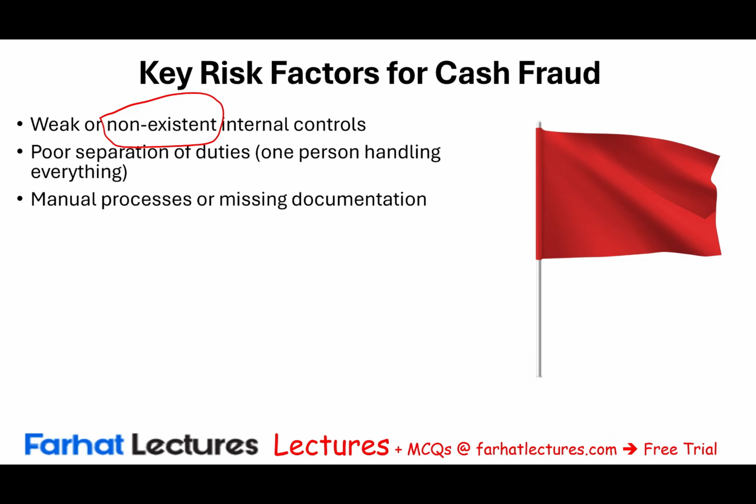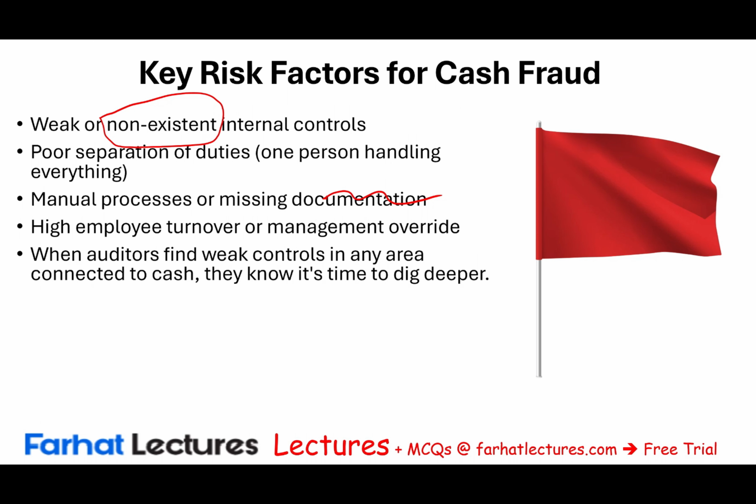Manual processes or missing documentation. We're not finding certain documentation and nothing is automated, it's manual. We have high turnover of employees or management overriding the system. We notice that employees don't last there very long, or management always overrides the system. Whatever internal control we have, they kind of ignore it to get the company running. So when an auditor finds those weak controls in any area related to cash, now it's time to dig deeper.